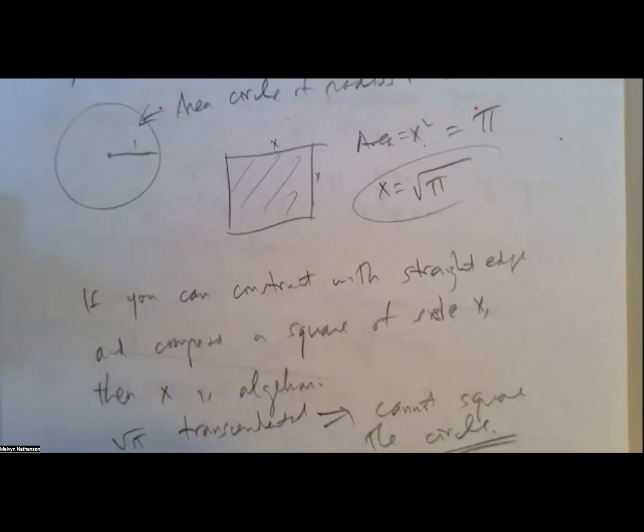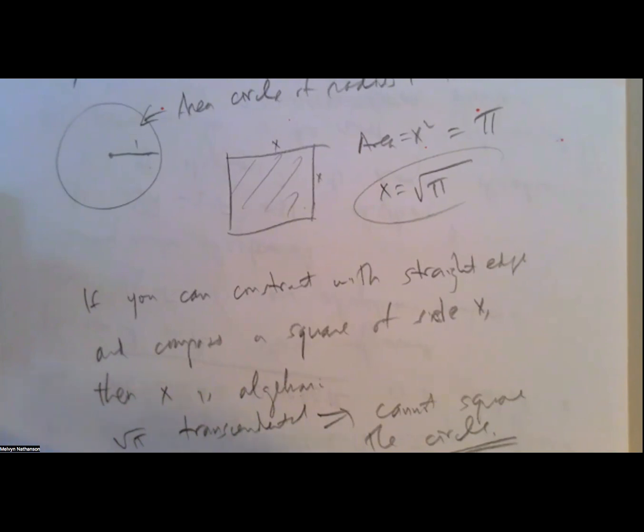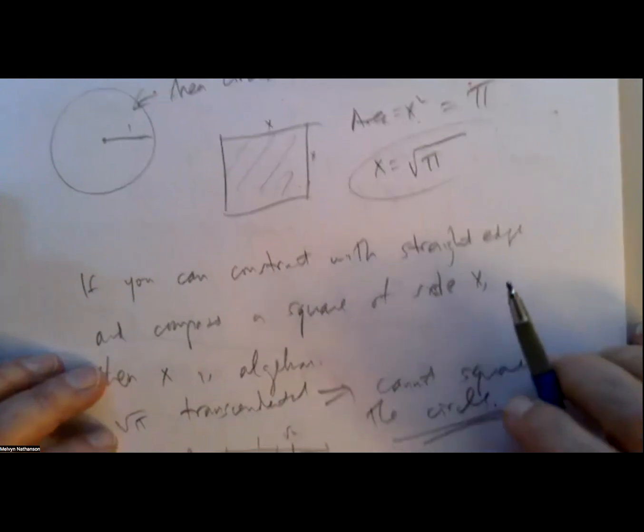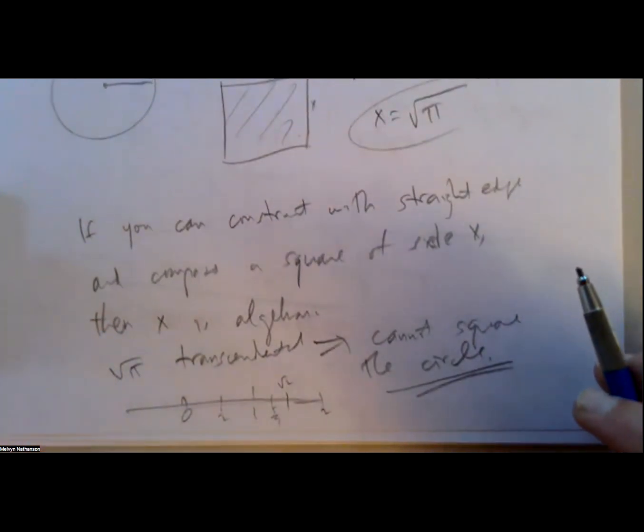Very few explicit examples of transcendental numbers are known, but it is a perhaps mysterious fact that indeed almost all numbers are transcendental. If you look at the number line, 0, 1, 2, you have fractions, a half, 5/4, and so forth. You have things like square root of 2 that are algebraic. But if you look at all the numbers on the number line, almost all of them are actually transcendental.